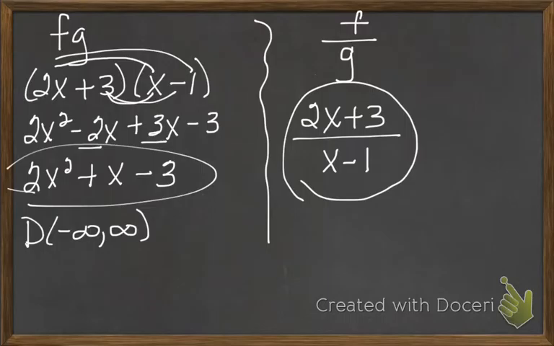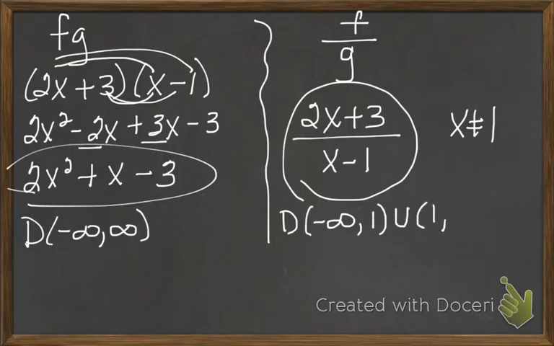And the domain this time is not going to be negative infinity to positive infinity because I do have an excluded value. What can x not be? X cannot be 1. So my domain is going to go from negative infinity to 1, parentheses, union, parentheses, 1 to infinity.